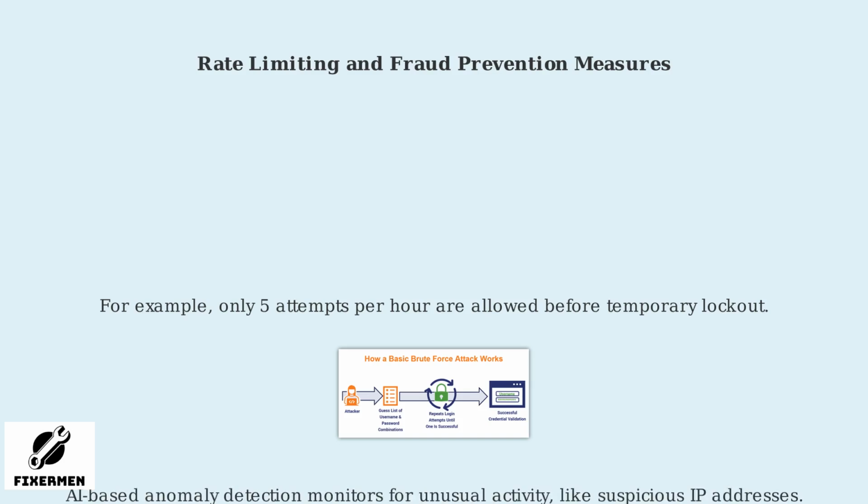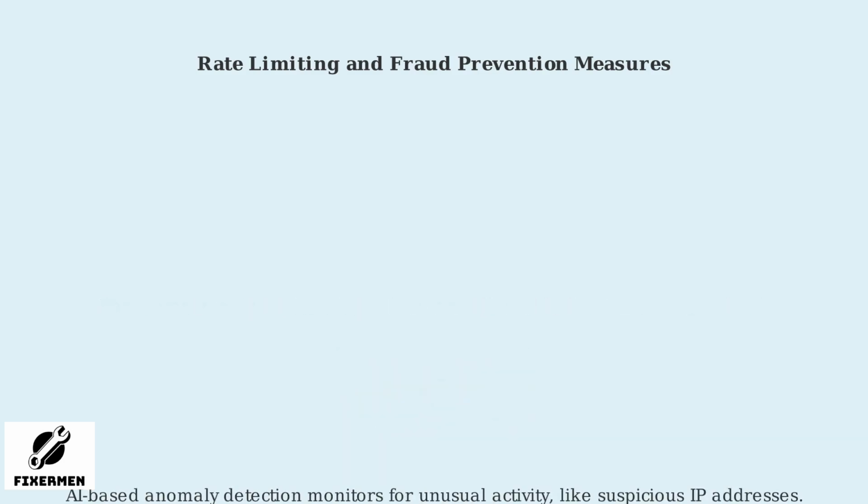Additionally, Chime uses AI-based anomaly detection to identify suspicious behavior, such as logins from unusual locations or devices. If triggered, this can result in a temporary account lock, as shown in this notification. To avoid these issues, users should avoid repeated failed login attempts and follow secure practices.